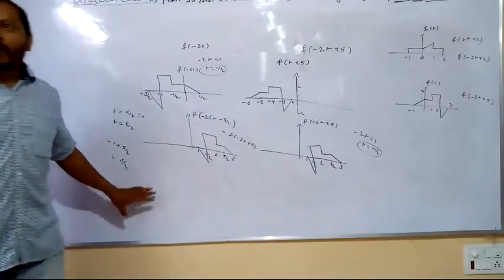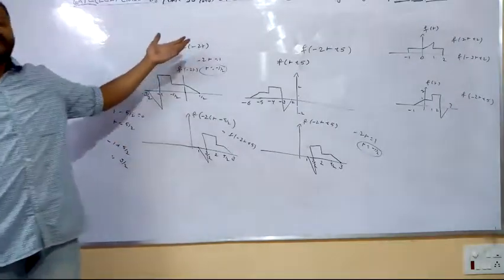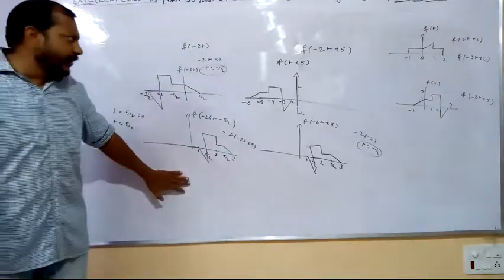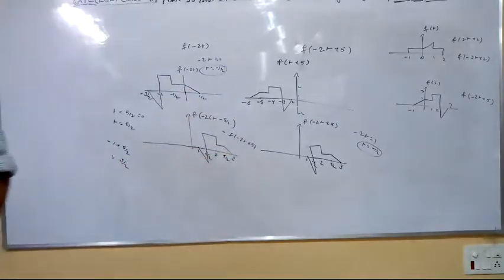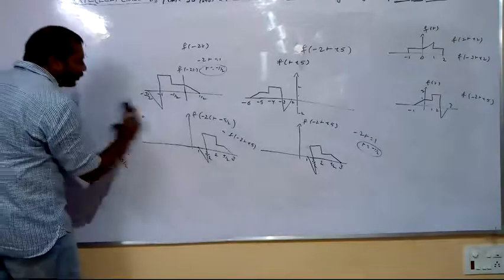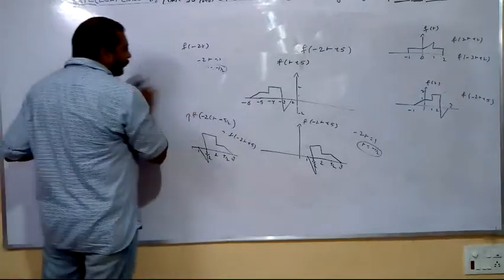Nothing else is there. First draw the new instances and redraw the shape. Whatever the shape exists for the old instances, simply transfer. If you are having any confusion, consider some amplitudes, and accordingly you can write the corresponding new signal.